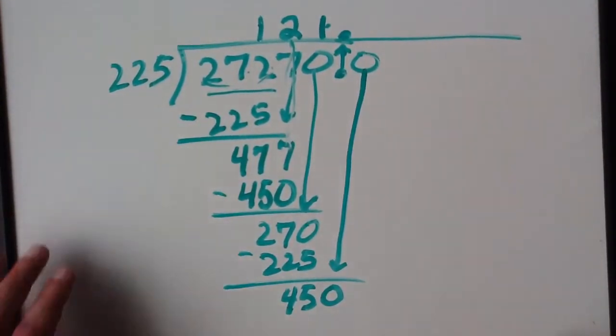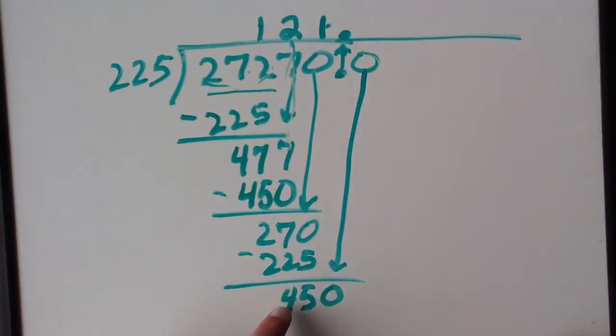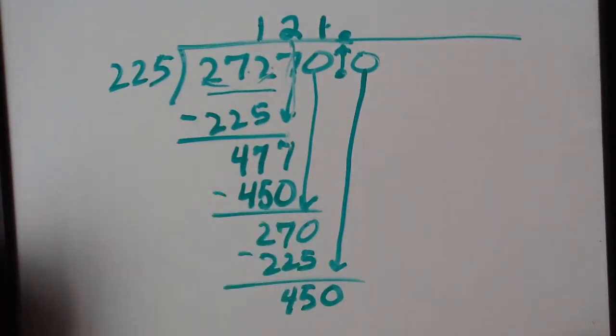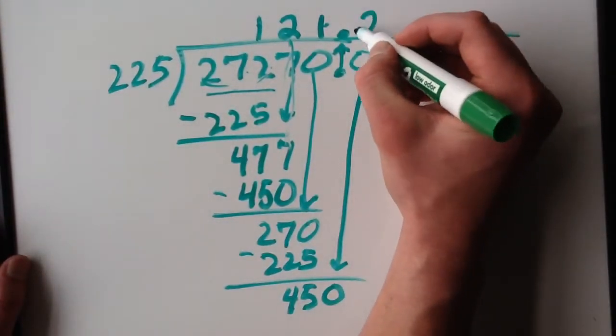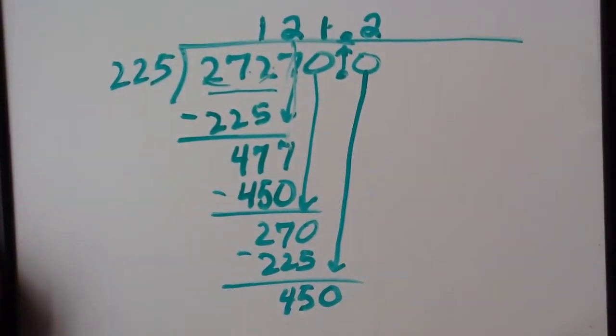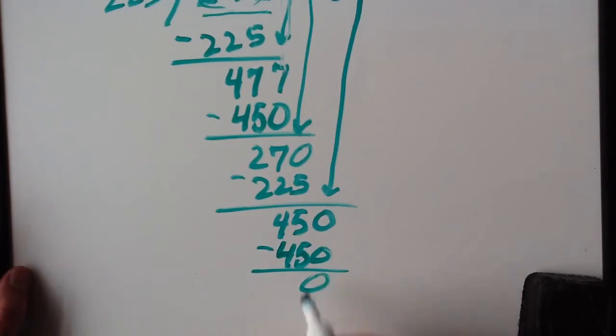Okay, so now I'm looking for how many times can 225 go into 450? Well, exactly 2 times. We've already saw how it goes in exactly 2 times. So this 2 is the first digit after the decimal point. 2 times 225, that's 450. If I subtract, I would get a remainder of 0.